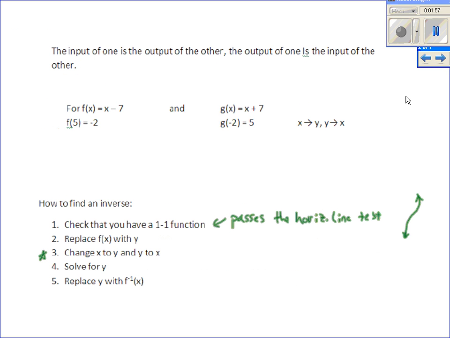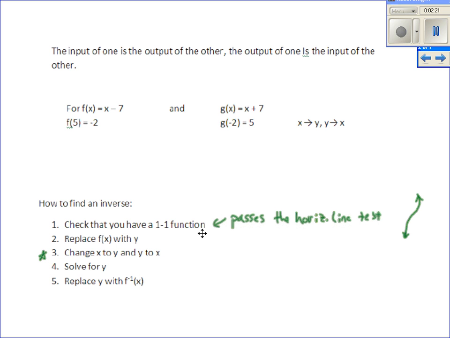Okay, so just a reminder with the inverse functions, the input of one's the output of the other, the output of one's the input of the other. If we put 5 into a function, the result is negative 2, and then we put negative 2 into that inverse function, it gets us back to the 5. So that's how we tell if we're looking at an inverse or not. That doesn't help us find the inverse function. How we find an inverse function, we've got a little rule here.